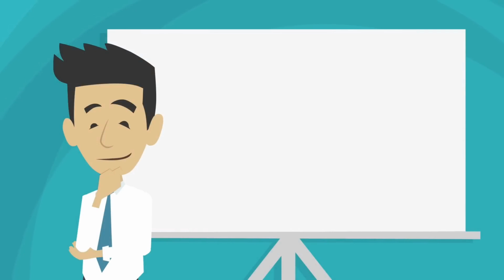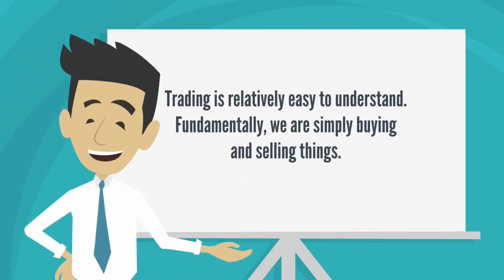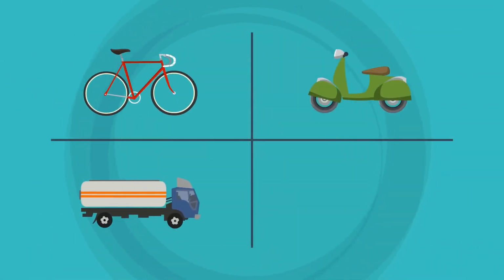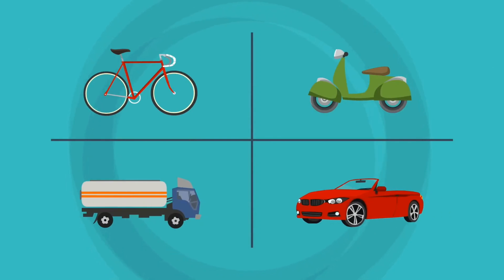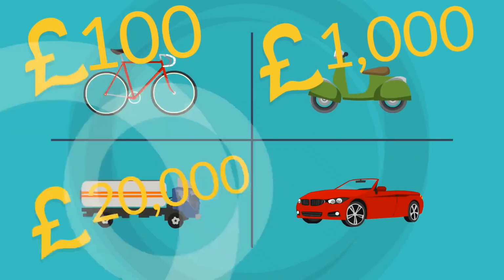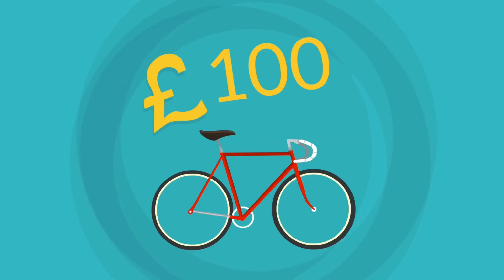Okay, let's get started. What is trading and how does it work? Trading is relatively easy to understand. Fundamentally, we are simply buying and selling things. If we look at 4 random items, a bicycle, a scooter, a truck, and a car, then we can say that they all have a value. That is, what they would cost if you wanted to buy them. We can say the bike is £100, the scooter £1,000, the truck £20,000 and the car £75,000. Let's look at the bike in more detail from a trader's perspective.